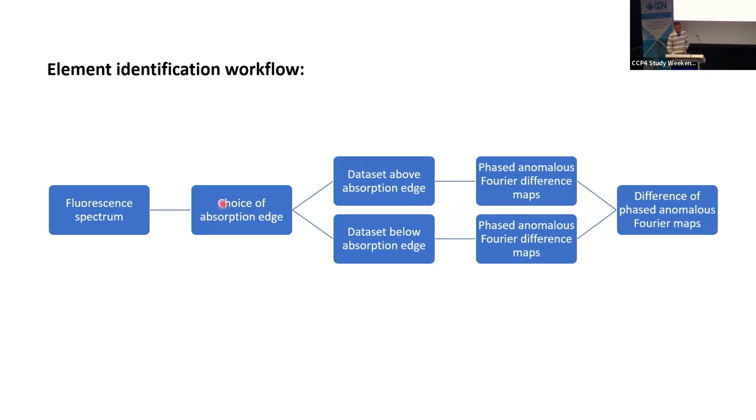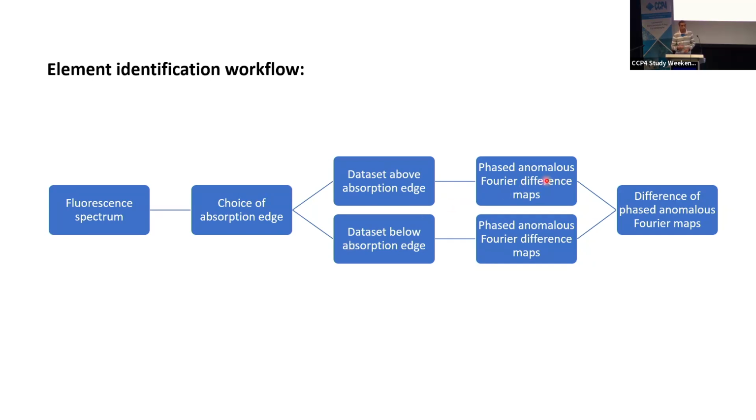Then we choose the absorption edge or the element, and we collect two data sets, one above and one below the absorption edge. We usually collect them with the interleaved method. For example, we'll collect 20 degrees above the edge, then 20 below, then 20 above and below. We alternate, and this is to spread the dose. As I said before, radiation damage can be very bad for anomalous data, so we want to spread the dose to be able to compare these two data sets.